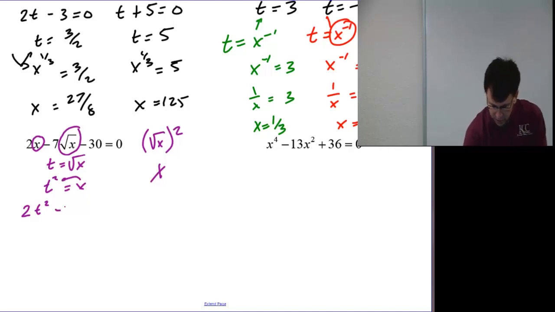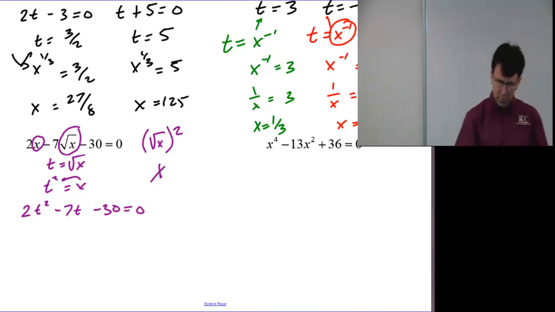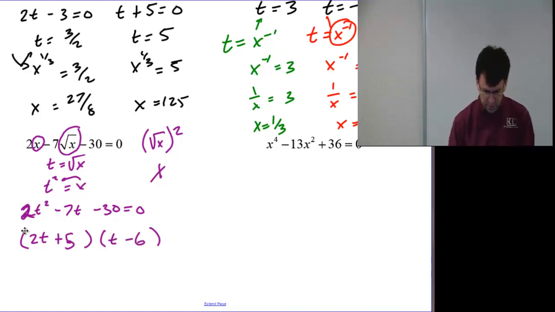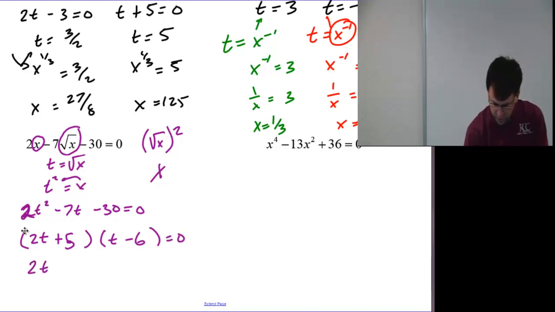So 2t squared minus 7t minus 30 equals 0. Some of my factorings may be getting just a little bit tougher, but we should come out of this okay. So then we can factor this one out, and I think if we end up with a 2t plus 5 and a t minus 6, I think we come out okay. 12 and 5, that's 7, equals 0. So at the end, we end up with 2t plus 5 equals 0, t minus 6 equals 0.